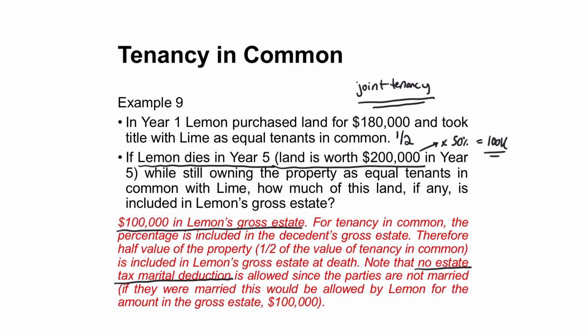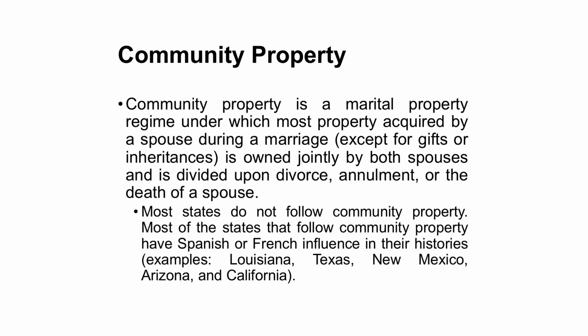So notice, when you go back through these examples, that when it's a joint tenancy and they're not married, it was $200,000 in Lemon's gross estate. When they were married, joint tenancy treated as tenancy by the entirety, it was $100,000 in gross estate, but then a $100,000 marital deduction, so it really netted to zero. And then finally, when it was tenancy in common, 1/2 ownership, it was only $100,000. So it makes a big difference, right? It makes a big difference how you own it.